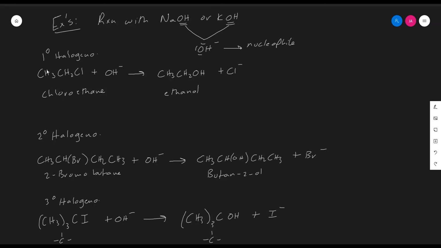An example of a primary halogenoalkane would be chloroethane, in which the carbon atom bonded to the chlorine group is bonded to one alkyl group. Its reaction with the hydroxide ion produces an alcohol, which is ethanol, in which the hydroxide ion substituted the chlorine atom to form ethanol and the chloride ion.